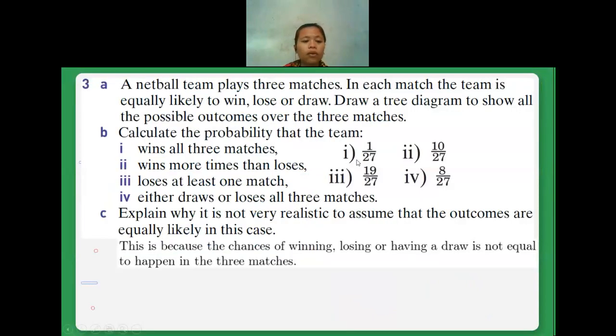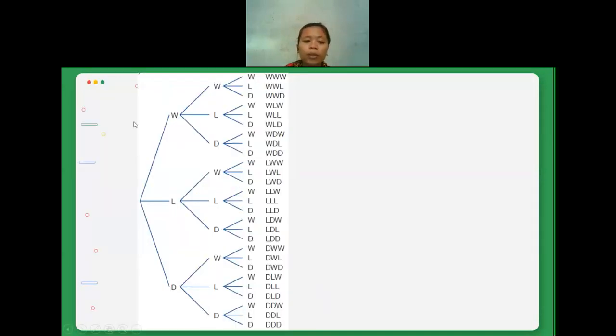For question 3, a netball team plays 3 games. In each game, it can be win, lose, or draw. We have to make a tree diagram that shows the win, lose, and draw. So I will use W for win, L for lose, and D for draw. Because there are 3 games, there will be 3 branches.